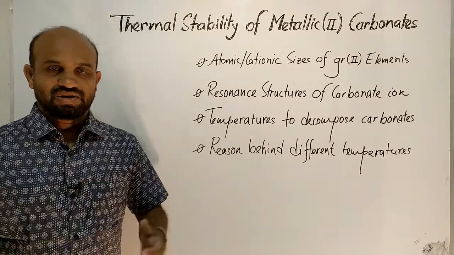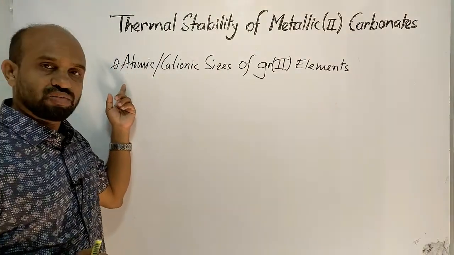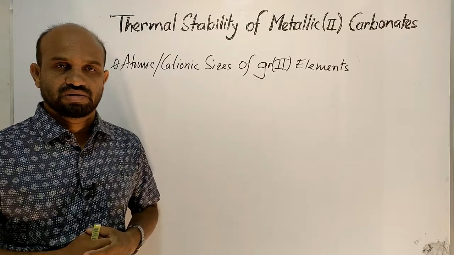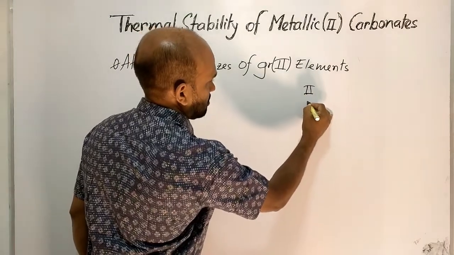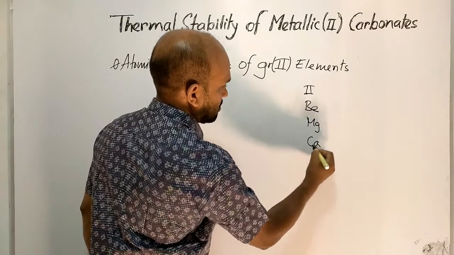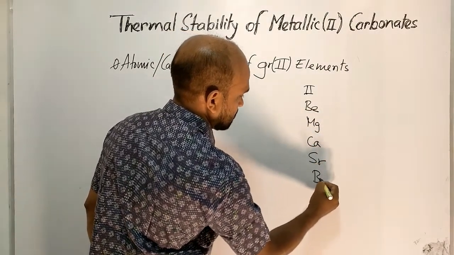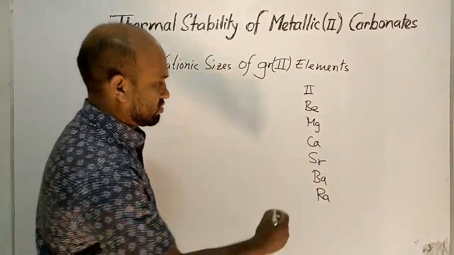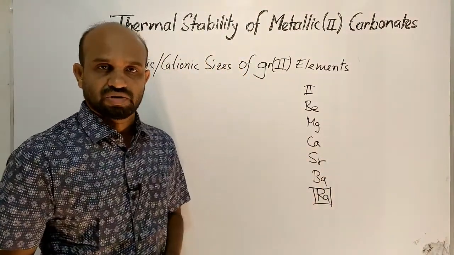So let's begin. The very first point is atomic and cationic sizes of group 2 elements. The group 2 elements are beryllium, magnesium, calcium, strontium, barium and radium. Radium is a kind of radioactive element, so it is kept out of consideration.